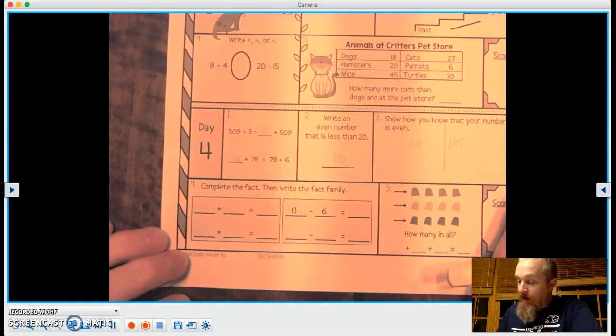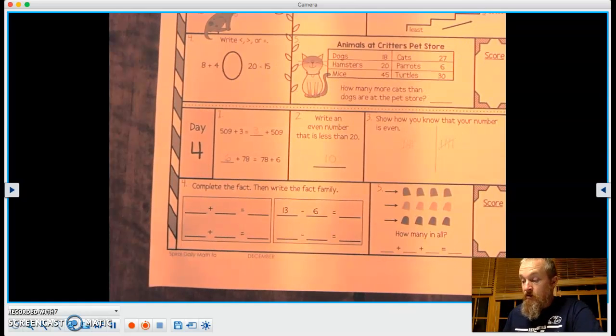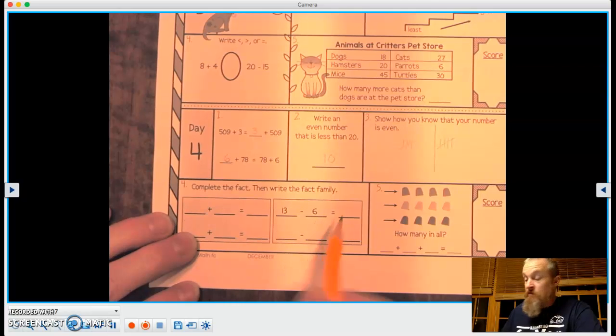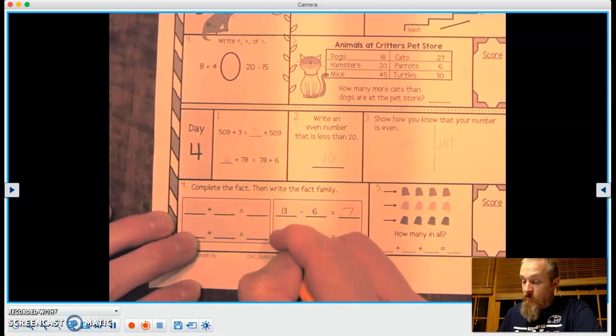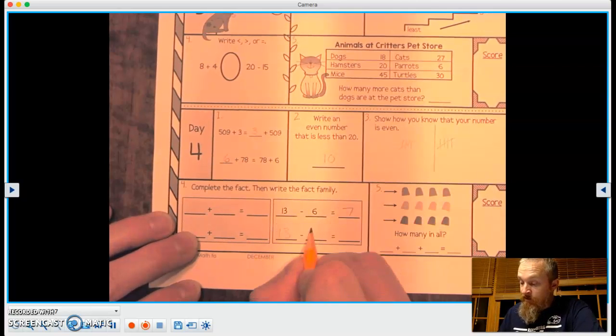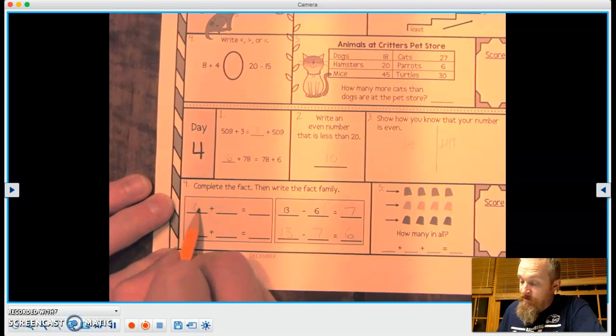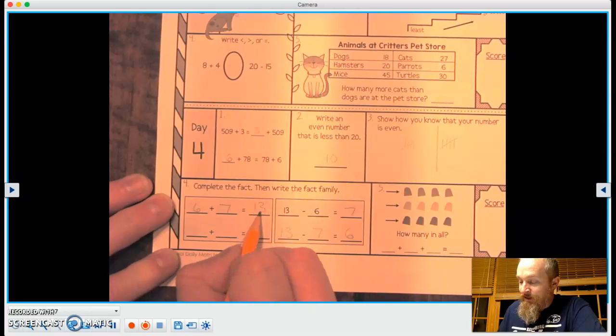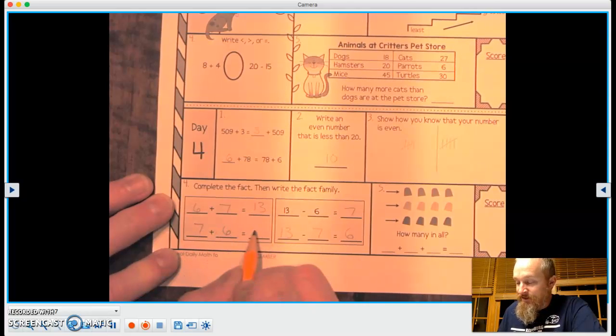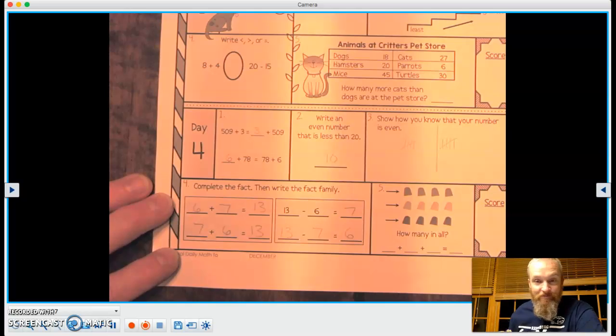All right, complete the fact family and then write the fact family. Okay, 13 minus 6 equals 7. So 13 minus 7 equals 6. That would mean 6 plus 7 equals 13, and 7 plus 6 equals 13.